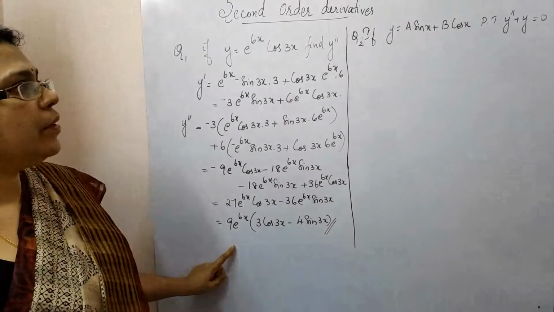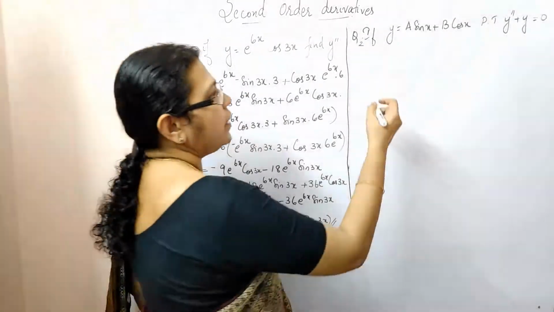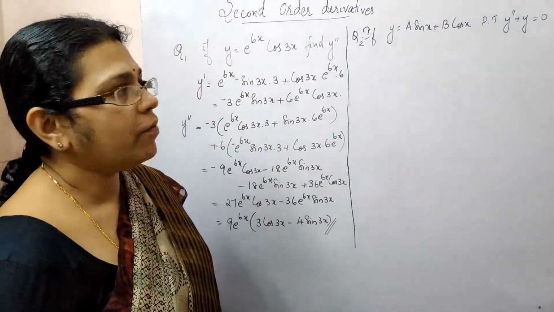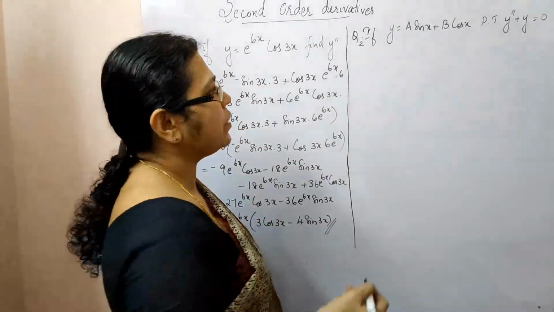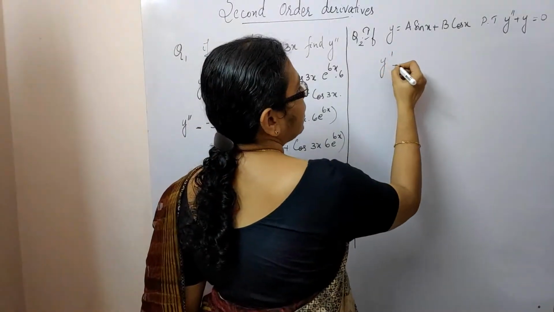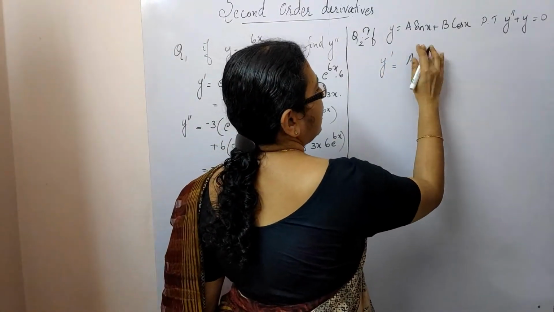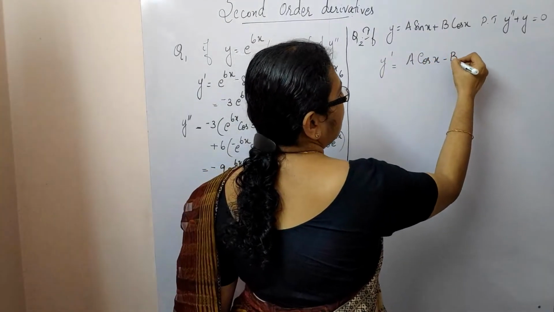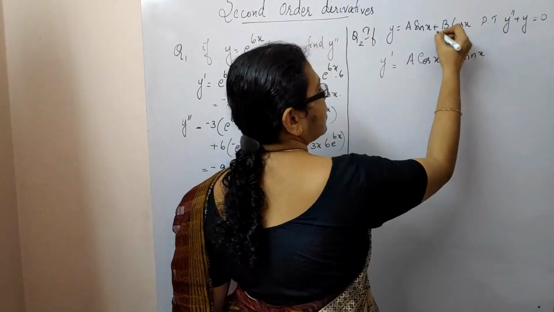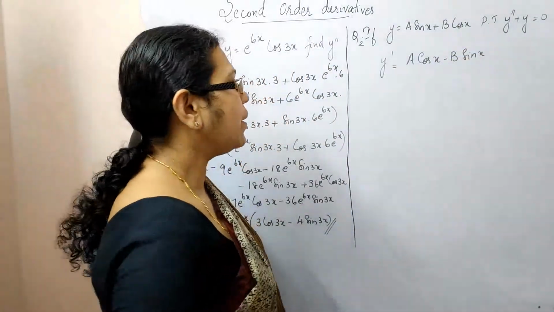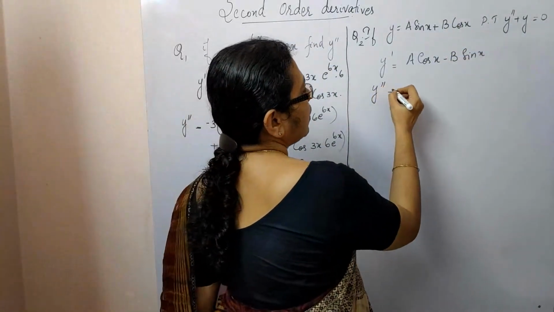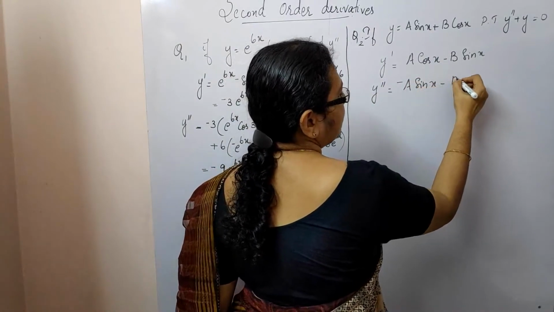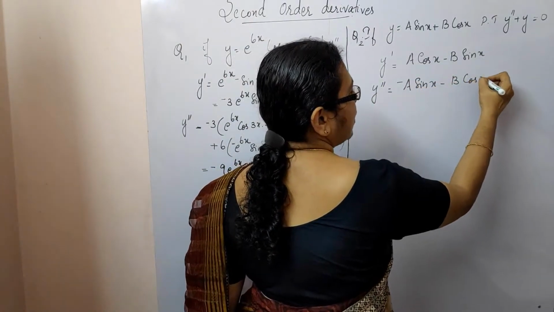Now, let's see the next question. If y is equal to a sin x plus b cos x, prove that y2 dash plus y is equal to 0. So first let us find y dash. Y dash is equal to what? A into derivative of sin x is cos x, minus b sin x, since the derivative of cos x is negative sin x. Now y2 dash is what? A into derivative of cos x is minus sin x, minus b into derivative of sin x is cos x.